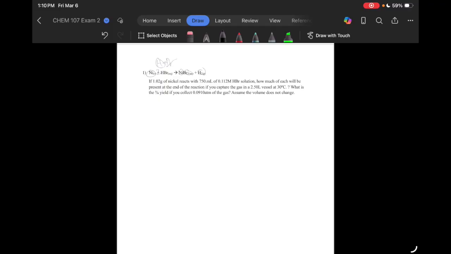I'll just rewrite this on the bottom. So NiS plus 2 HBr aqueous reacts and forms NiBr2 aqueous and H2 gas. Now for every blank, let's just put in a 1 just to make it easier later on. Now we have this giant block of text, and it can be a little bit overwhelming to look at. So let's just look at this and ask, what is it telling us?